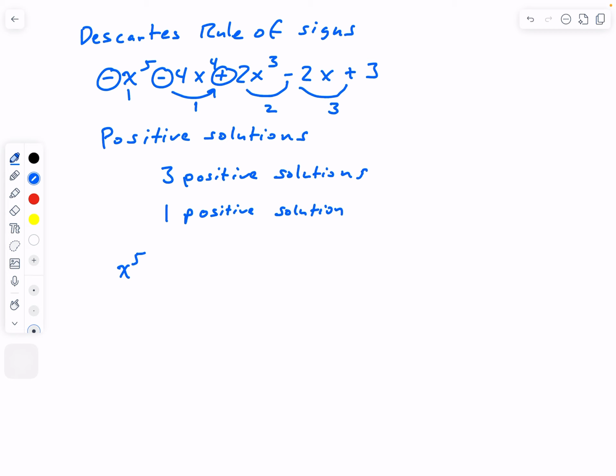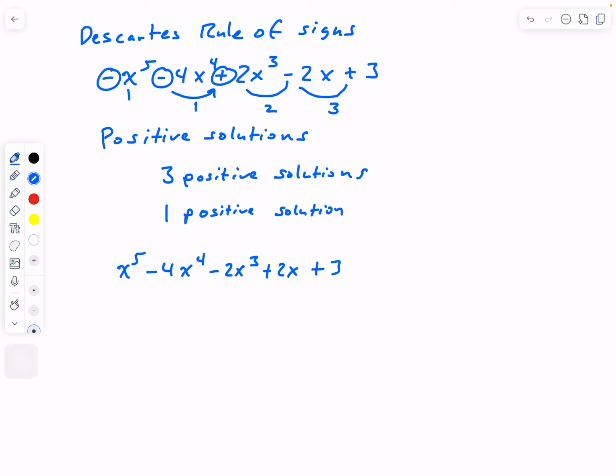And then over here, to the fourth power, negative, negative, negative, negative would be positive times a negative. That's still a negative. And then over here, x cubed, negative, negative, negative times a positive is going to be a negative 2x cubed. Plug in a negative here, a negative and a negative becomes a positive 2x. And then a positive 3 doesn't change.